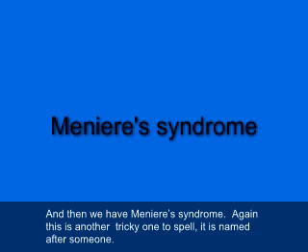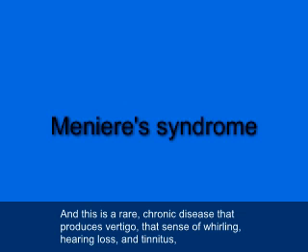And then we have Meniere's syndrome. Again, this is another tricky one to spell. It's named after someone. So it's capital M, E-N-I-E-R-E, apostrophe S. Meniere's and then syndrome, S-Y-N-D-R-O-M-E. And this is a rare chronic disease that produces vertigo, that sense of whirling, hearing loss, and tinnitus, which is that roaring or buzzing sound.